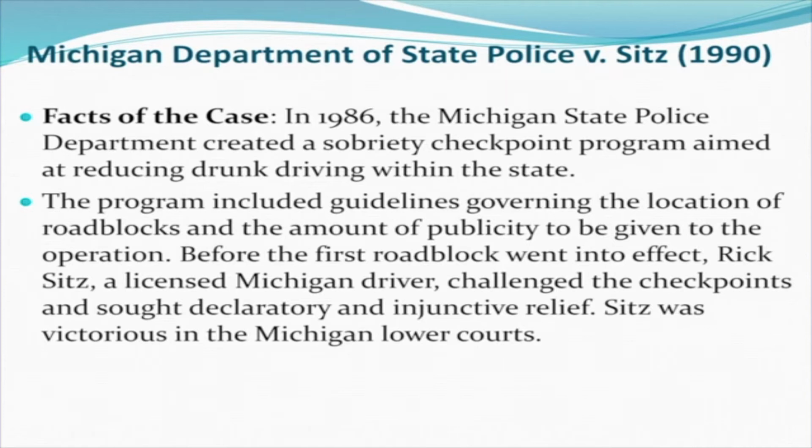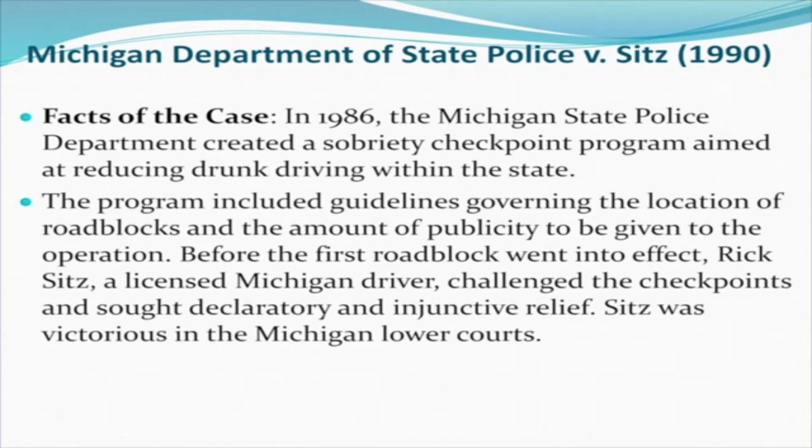So if you live in Nevada, it's going to be Nevada Highway Patrol, California Highway Patrol. In Michigan, it was state police. They had the sobriety checkpoint program, and this program included guidelines governing the location of these checkpoints. And there was publicity given that operations will take place.